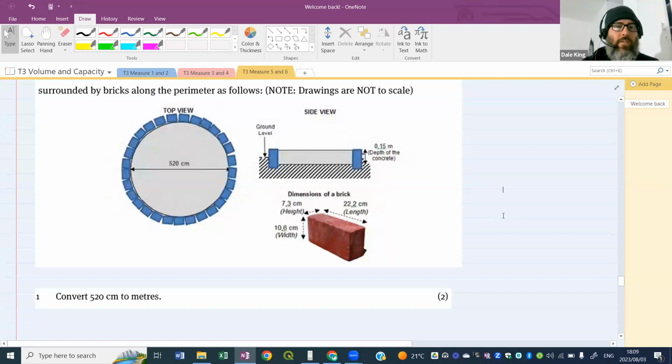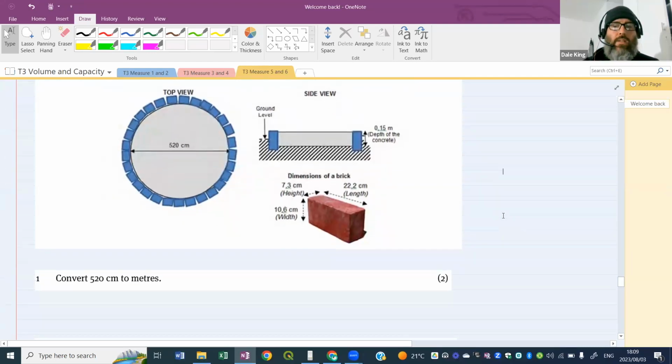Convert 520 centimeters to meters. Come on now, everyone should be posting in chat with the answers. Don't even need a calculator for that. What is 520 centimeters converted to meters? Everybody could be doing that in their heads. You know what to do. The answers should come through thick and fast.